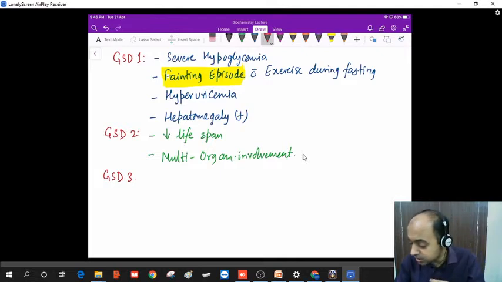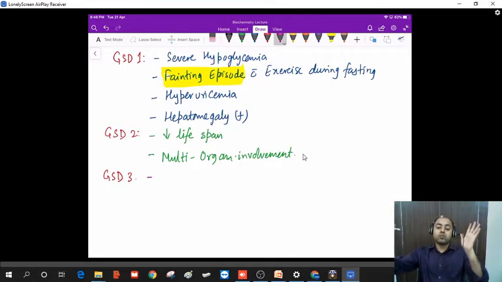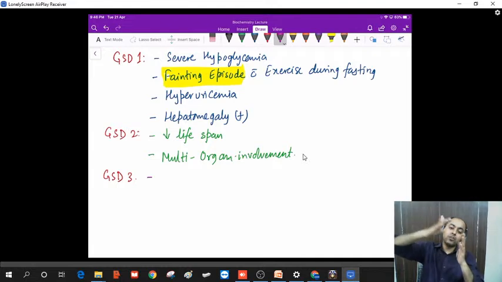In GSD3, remember the defective enzyme was the debranching enzyme. So what happens when we take a meal? The glycogen is formed, the branch sites are formed. But when we enter the fasting stage, the chains will become short. But when it comes to removing the branch sites, the debranching enzyme is not working. So the branches will remain intact, and when you eat again, more and more branches will be formed. So what do we find?